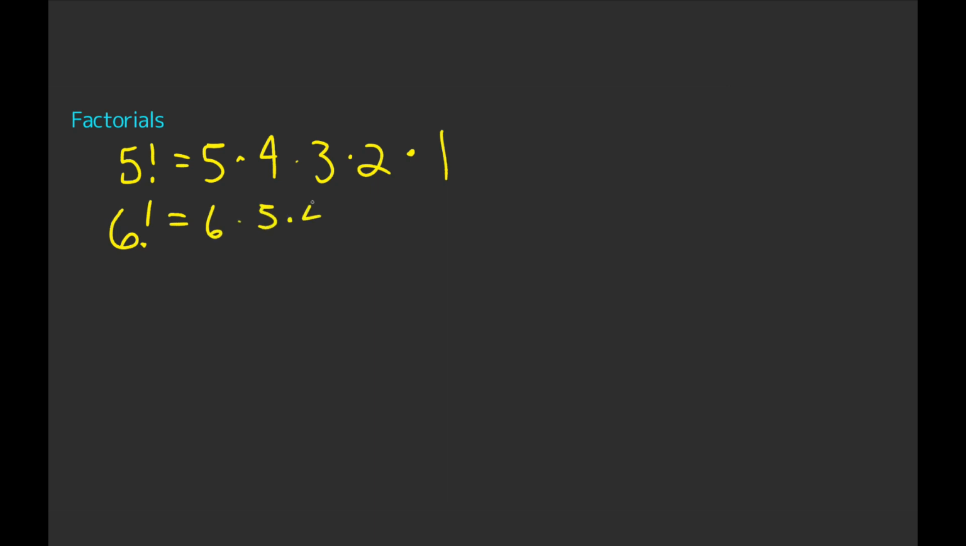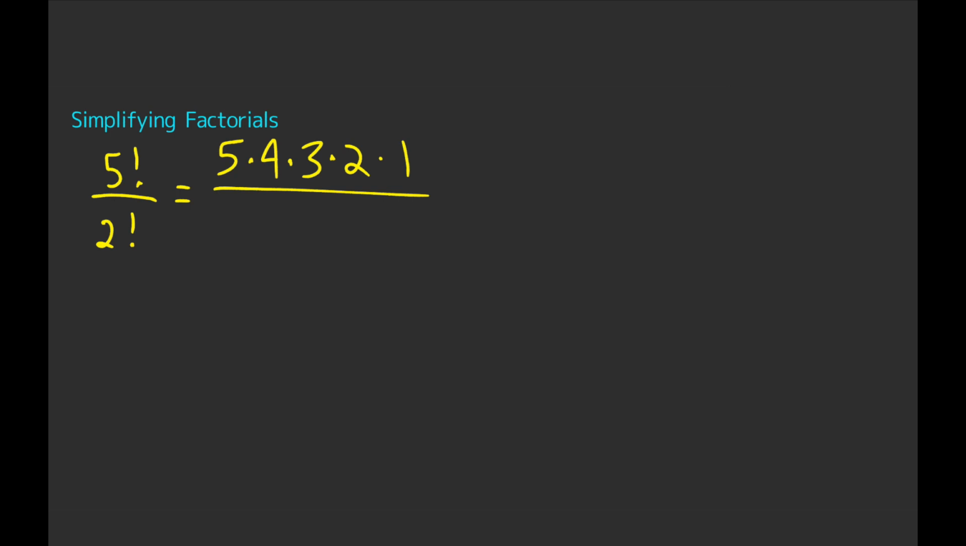Now, if we wanted to do 5 factorial, you would do 5 exclamation mark. That exclamation mark represents factorial. And this is going to equal 5 times 4 times 3 times 2 times 1. That's all a factorial is. And same thing with 6 factorial. That's just going to be 6 exclamation mark, which equals 6 times 5 times 4 times 3 times 2 times 1. And then you just solve that, which we're going to do later in our examples.